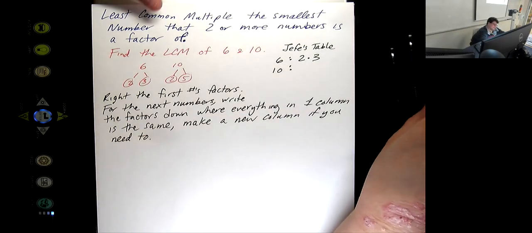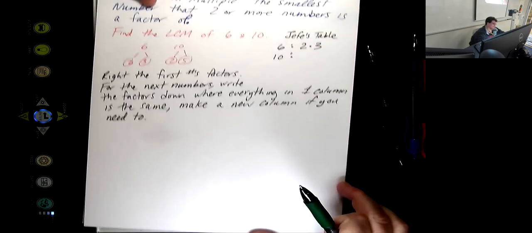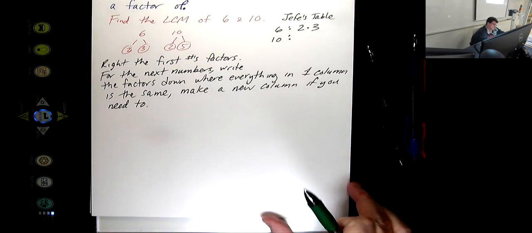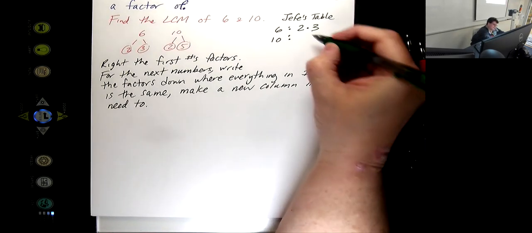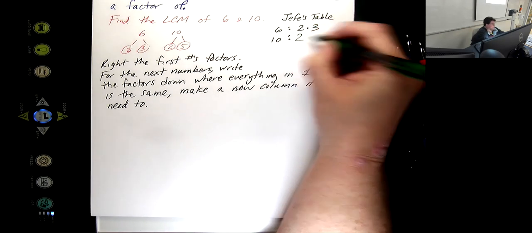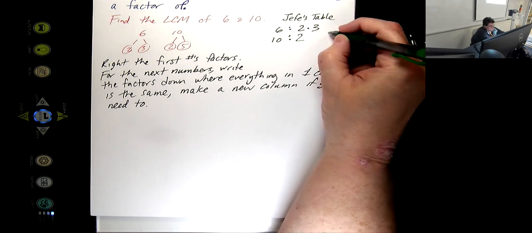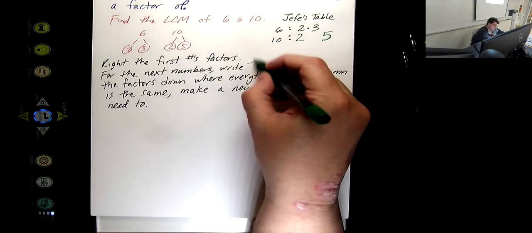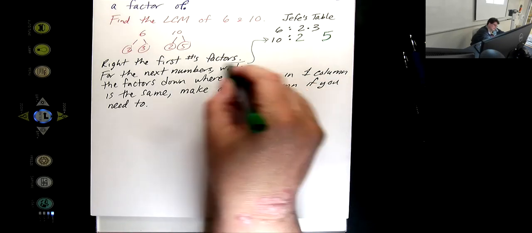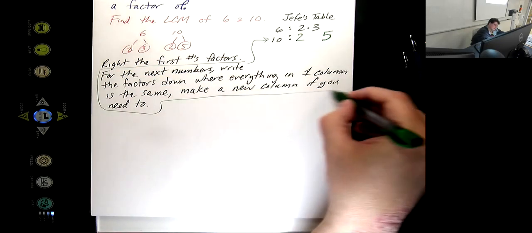So 10 was 2 times 5. I need to write 2 in there. I already have a column for a 2, so I will put the 2 underneath it. I do not have a column for the 5. I will put the 5 in a new column. That's what that sentence right there meant. Do something like this.